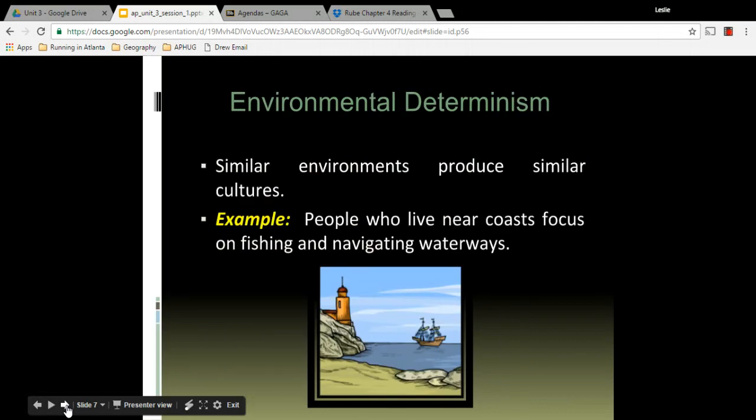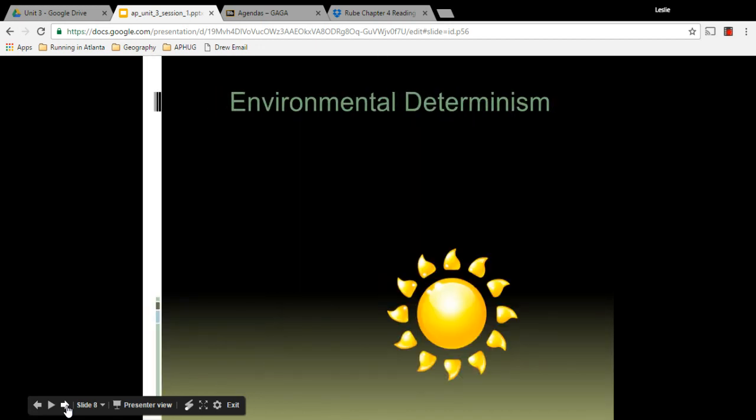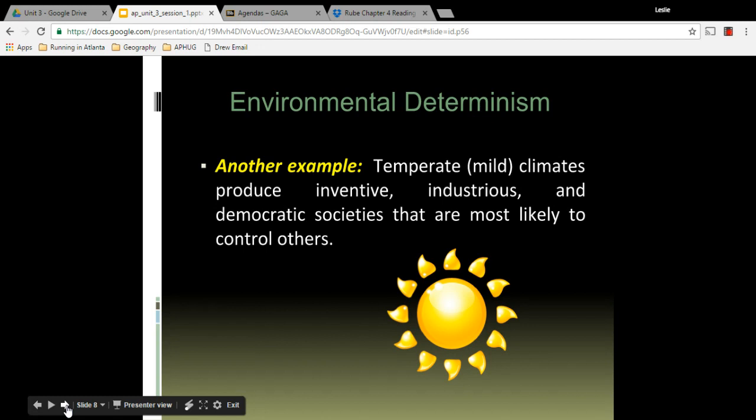Similar environments tend to produce similar cultures. So, for example, regardless of language, religion, other cultural factors, people who live near coasts tend to focus their industry on fishing and navigating waterways. Another example is that temperate or mild climates produce inventive, industrious, and democratic societies that are most likely to control others.